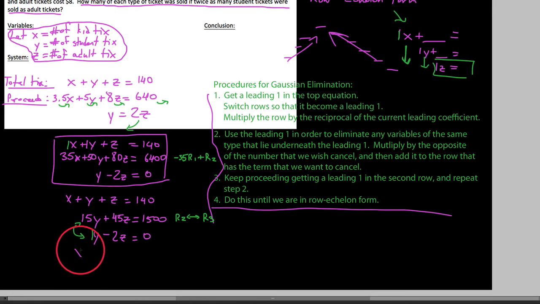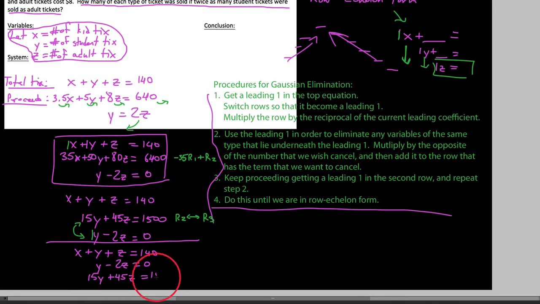Okay, so you want to put these steps in. So if that's what we're doing, then my system becomes x plus y plus z is 140. Let me separate these here. Row 2 is now what our row 3 was, y minus 2z equals 0. And then row 3 becomes what our row 2 was, which was 15y plus 45z equals 1500. So now that I have a leading 1 in my second row, we're going to use that 1 to cancel out everything underneath it. And to do this, we're going to repeat step 2, which says use this leading 1 in order to eliminate any variables of the same type that lie underneath the leading 1.